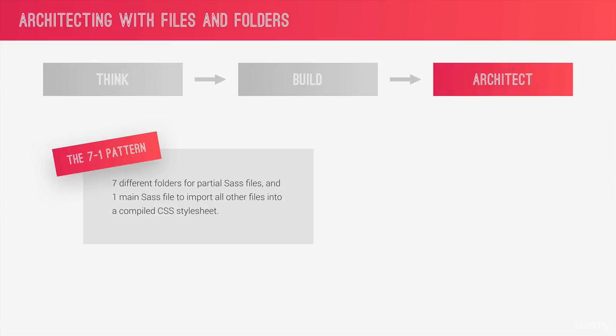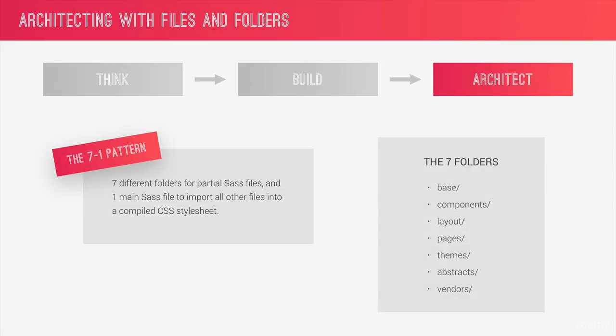So the 7 folders I mentioned that are used in this method are the base folder, where we put the basic project definitions, the components folder, where we have one file for each component, the layout folder, where we define the overall layout of the project, the pages folder, where we have styles for specific pages of the project, the themes folder, if we want to implement different visual themes, the abstracts folder, where we put code that doesn't output any CSS, such as variables or mixins, and finally, the vendors folder, where all third-party CSS goes.